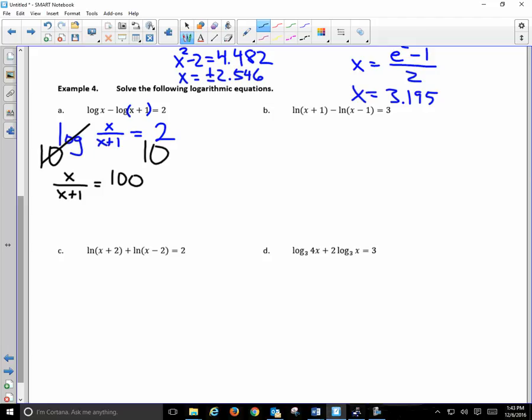x over x plus 1 is equal to 100. How would you solve that? Multiply by x plus 1. So I have x is equal to 100x plus 100. So negative 99x is equal to 100. x is negative 100 over 99. How about the next one?